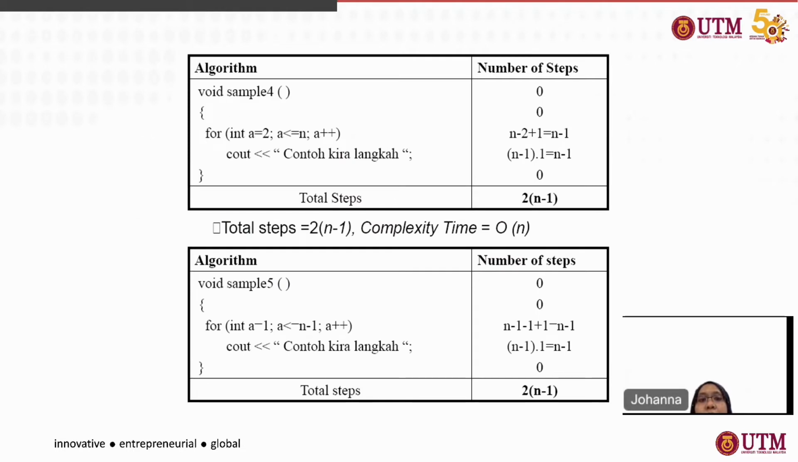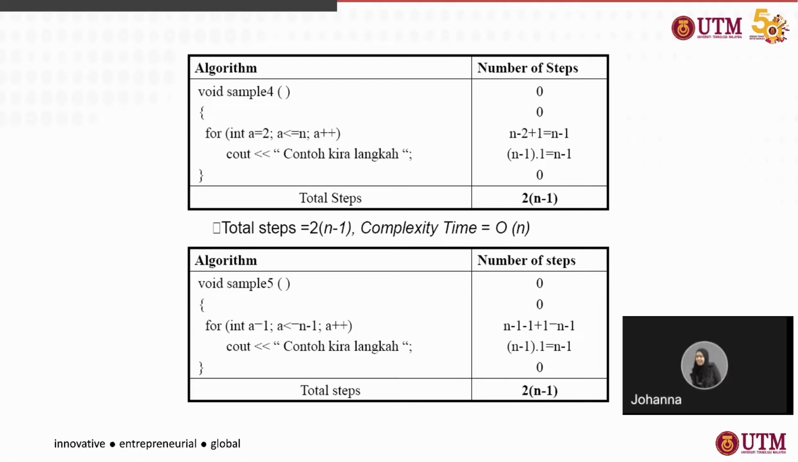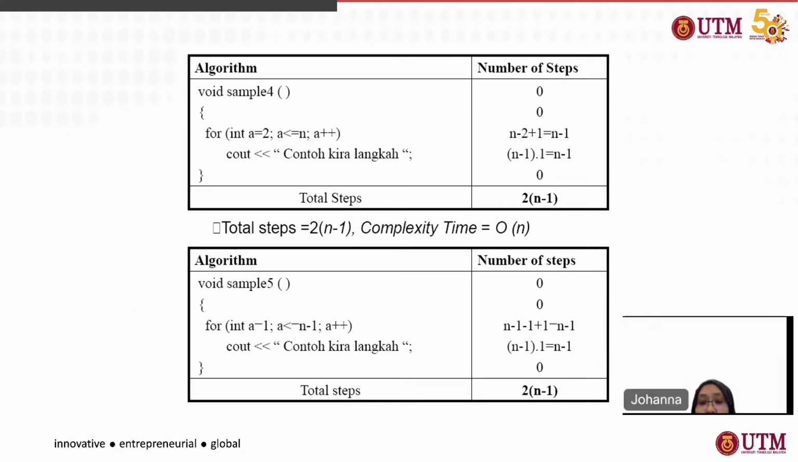So these are the steps to determine the number of steps. For example, we have 1 plus 1 plus n plus n plus n, which gives 2 plus 3n. In this case, we need to consider the largest factor. Since n is the largest factor, the algorithm complexity can be categorized as O(n).